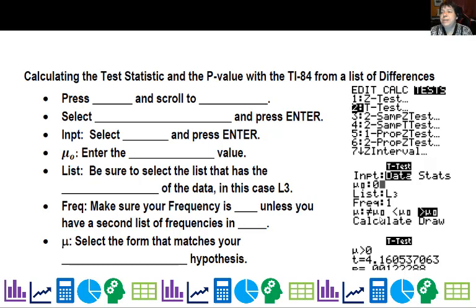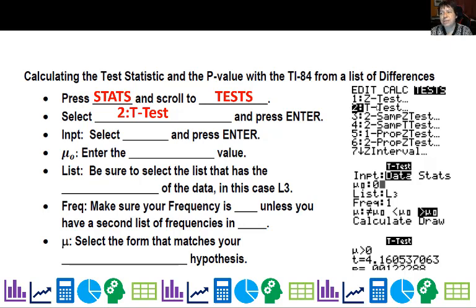So calculating the test statistic and p-value with the TI-84, the good news, it will do a lot of this automatically. And here's how we do it. We press stats and scroll to test, just like we've been doing. We're going to select 2, which is a t-test. And you're probably going, wait a second, haven't we already used that one before? Yes, we have, for finding the average of a sample. In this case, we're going to be finding the average of the differences, or testing the average, really.